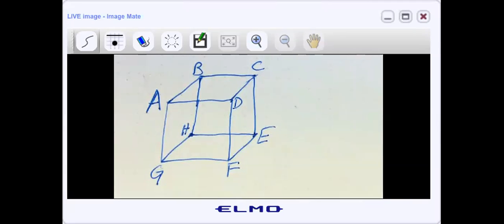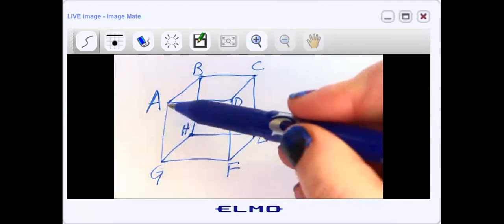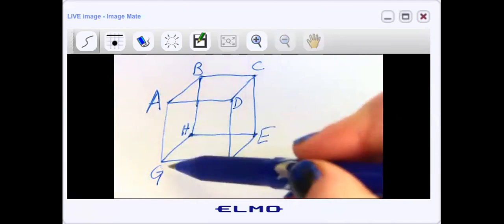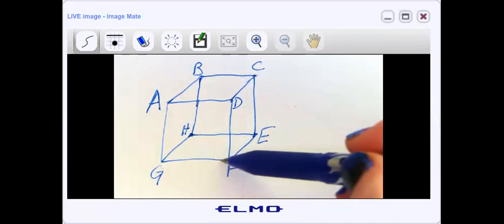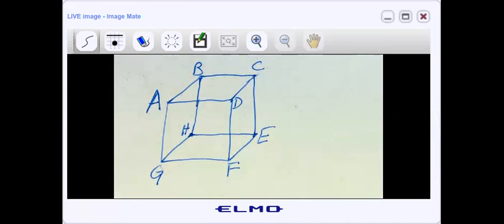Okay, how about Anthony? What are lines AG and GF? Are they parallel, intersecting, or skew? Intersecting. Yeah, they intersect each other right here at point G, right? If they cross at any point, they have to be intersecting. Good.